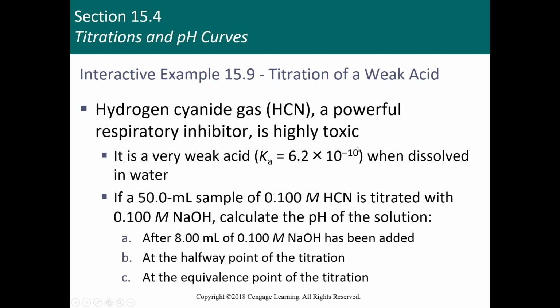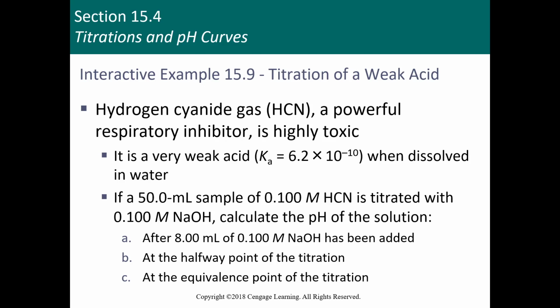It is a very weak acid, with a Ka of 6.2 times 10 to the negative 10 when dissolved in water. A 50 milliliter sample of this 0.1 molarity HCN is titrated with 0.1 molarity NaOH. Calculate the pH of your solution.